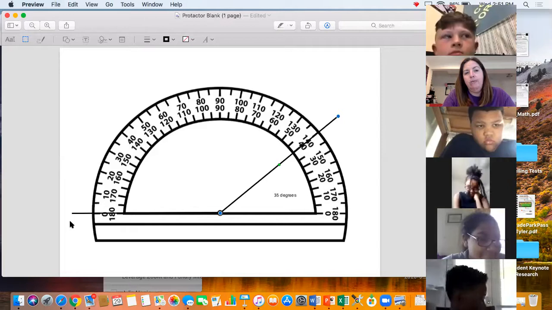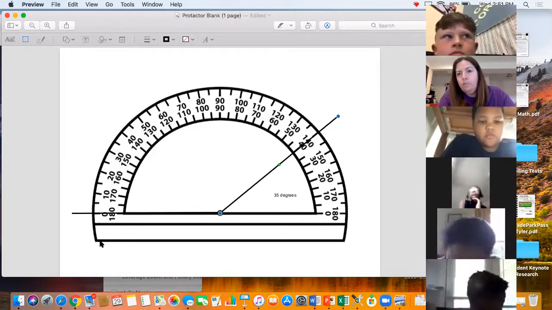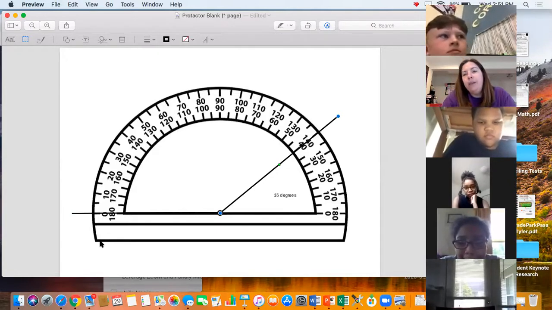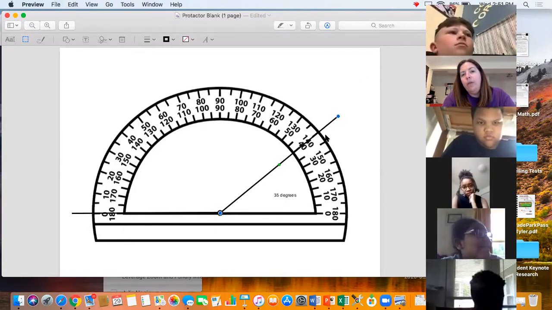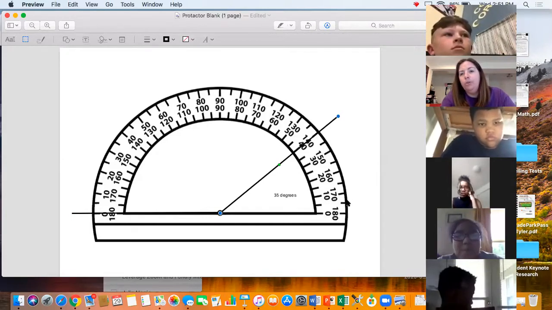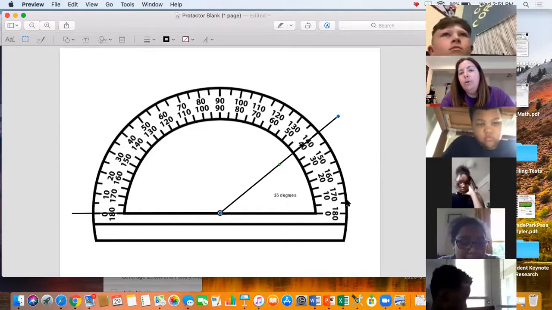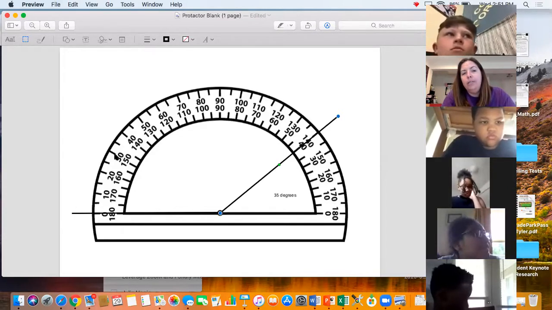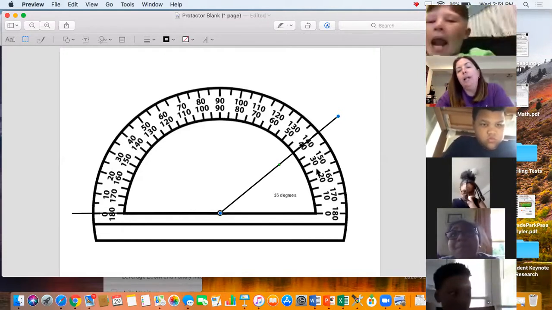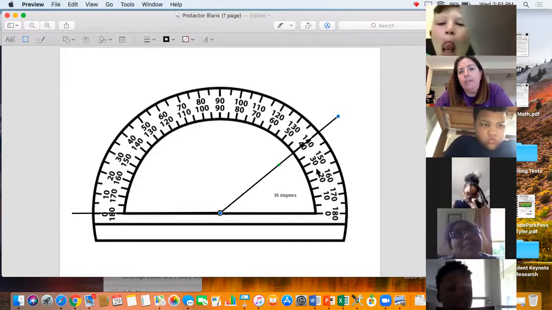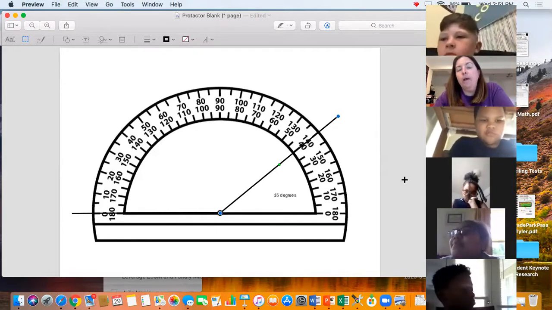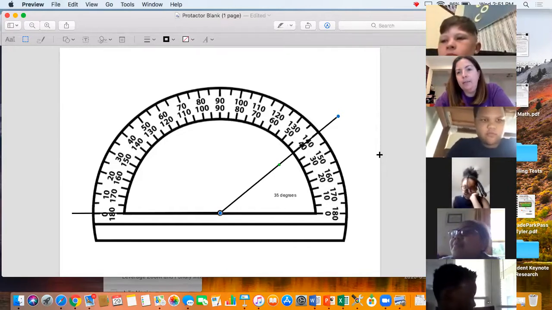Now what kind of angle do I have? Obtuse. Yes, I have an obtuse angle. And if it is an obtuse angle, then you look at the outer set of numbers on your protractor, the set of numbers closest to the edge, and tell me what the measurement is of this angle. 140 degrees. Yes.